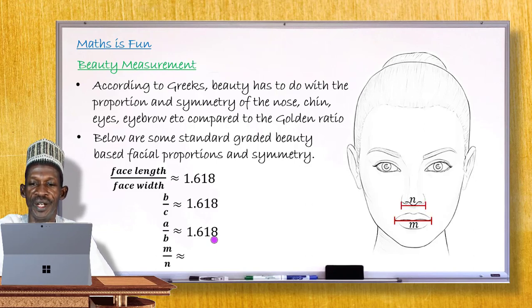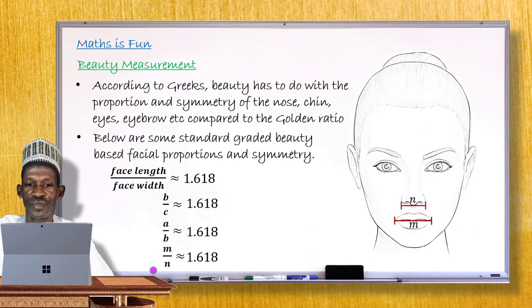Similarly, if you now take the width of the nose and the width of the mouth, the width of the nose is denoted by letter N, and the width of the mouth is denoted by letter M. If you divide the width of the mouth by the width of the nose for the most perfect face, this ratio will also be very close to 1.618. This is why they said the most beautiful face obeys this golden ratio as the facial ratios. There are other ratios, not only these four that I just mentioned.